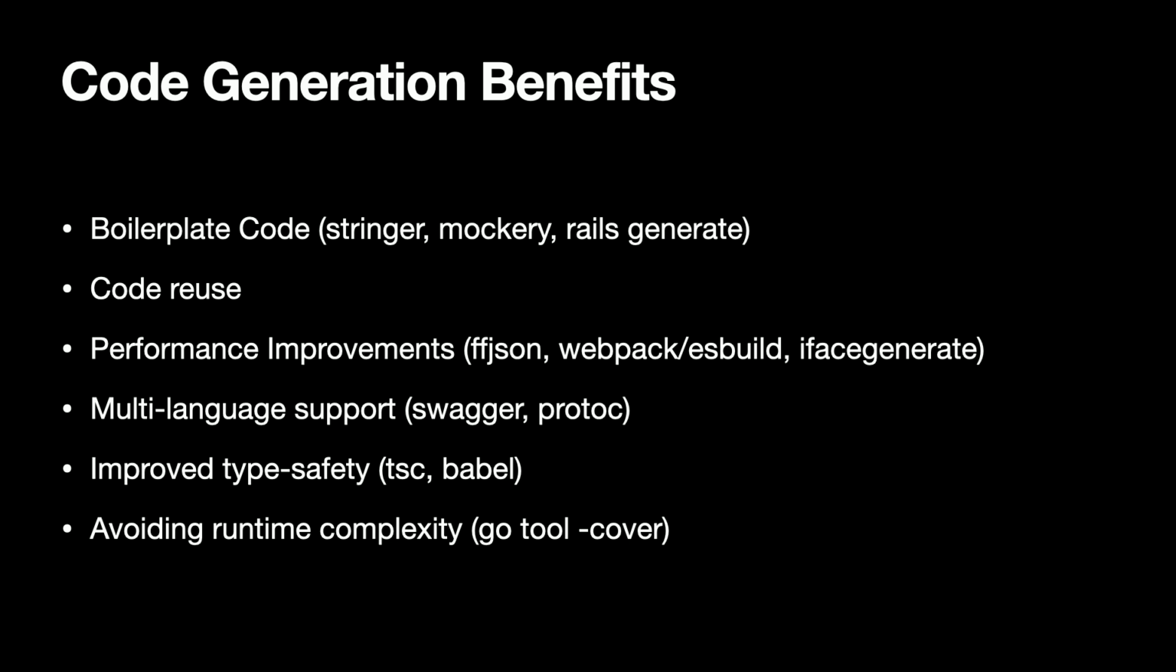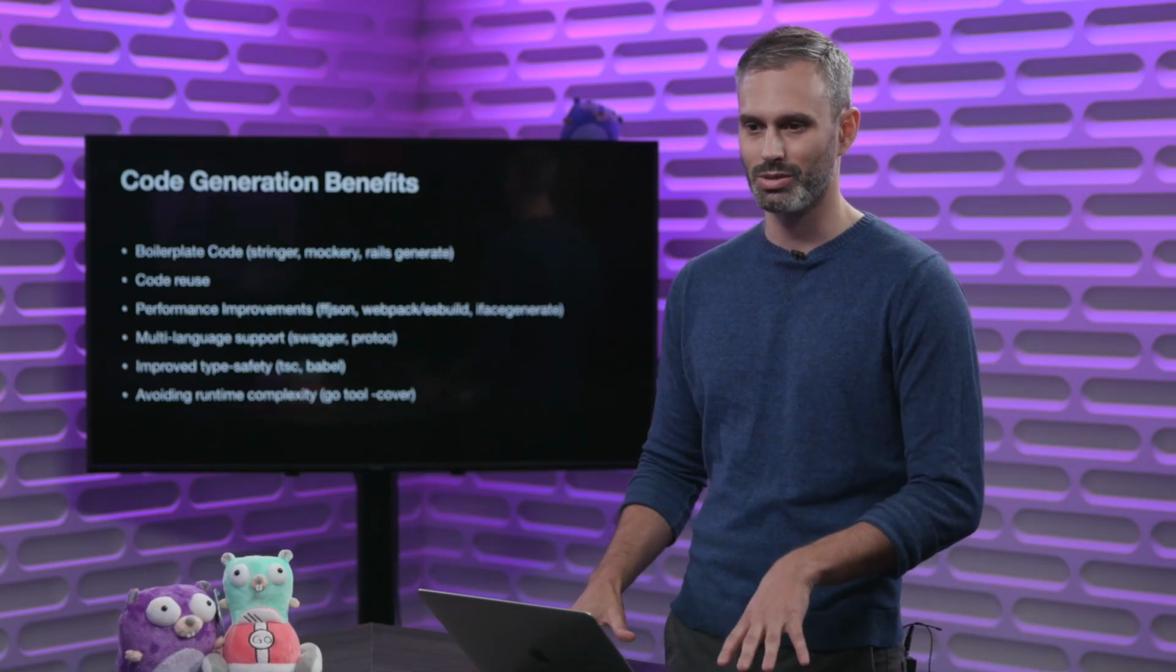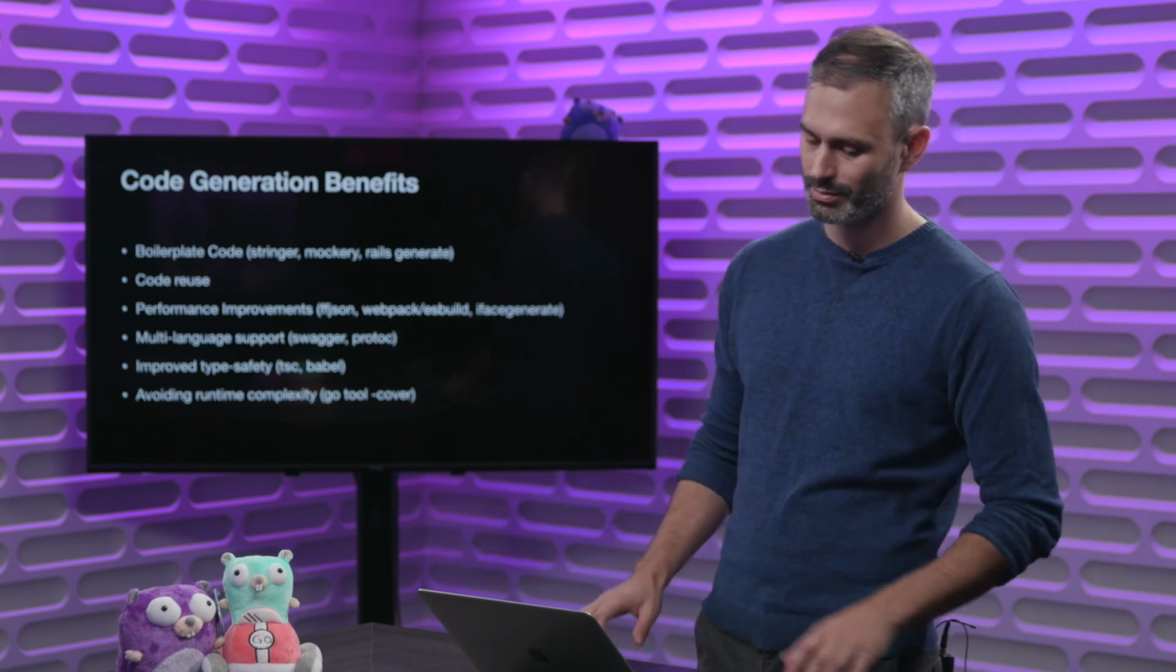I will tell you that these categorizations are fuzzy, right? Saying that protobuf is only about multi-language support does a disservice to it. It also improves type safety and code reuse. A lot of what benefits you get out of code generation really depend on your alternatives, like what you would do instead. So it's kind of hard to pin down what categories all of these things fall into. But hopefully that gives you a good idea of where these tools fit in, the benefits that they're providing, and why we're looking at them for code generation.